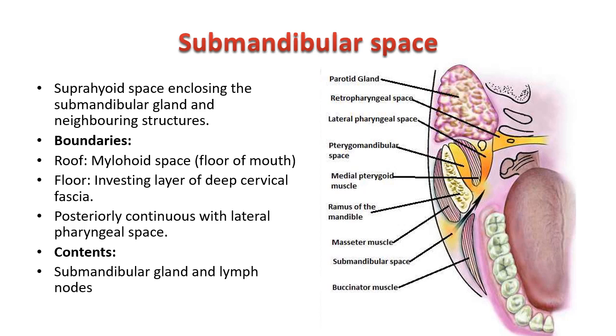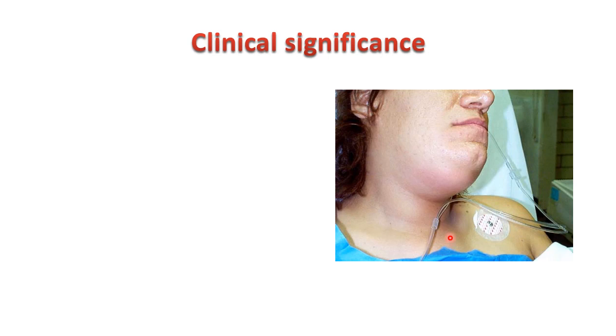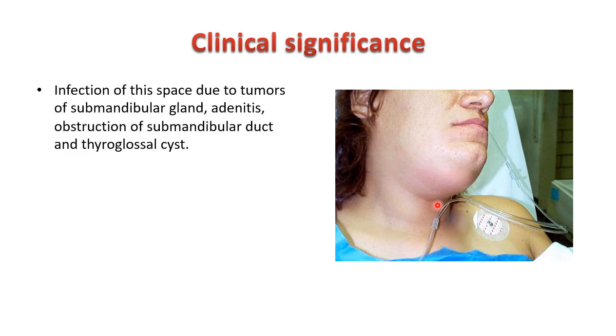So mainly the lymph nodes might get infected or abscess formation in this area due to tumors of the submandibular gland or obstruction of submandibular duct or simply adenitis or a thyroglossal cyst, which is a developmental persistent thyroglossal duct.